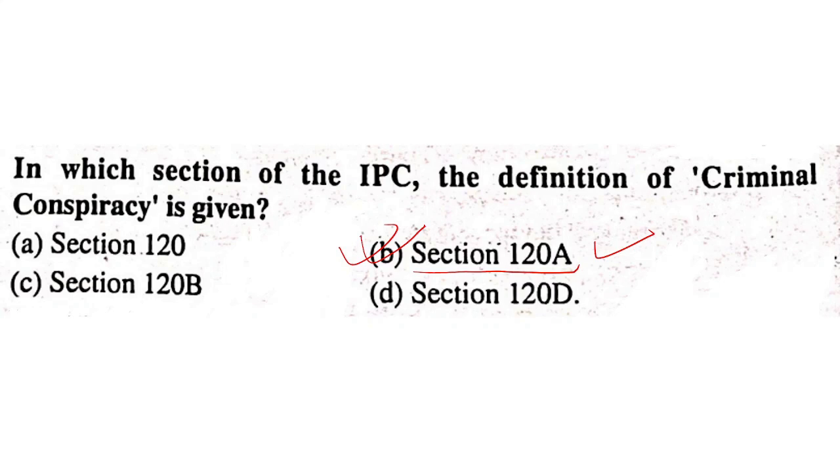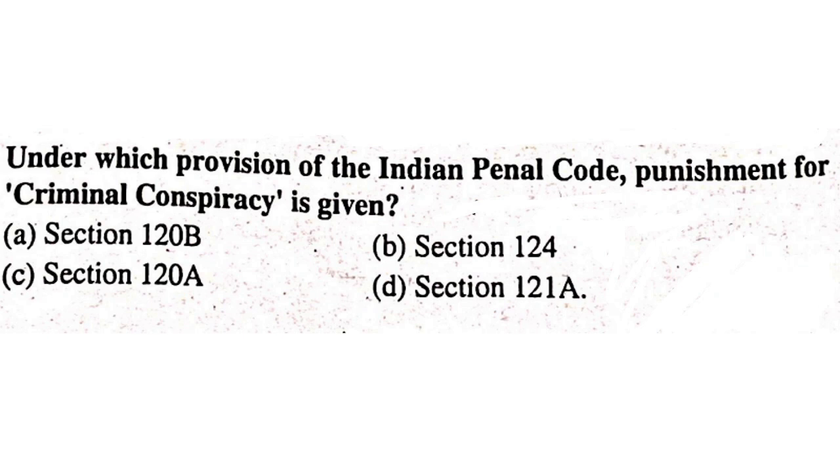Punishment for criminal conspiracy is given under Section 120B, and Section 120D is not available in IPC. Section 120 is concealing design to commit offense punishable with imprisonment. So in IPC the criminal conspiracy is defined in Section 120A and its punishment is given in Section 120B. Under which provision of the Indian Penal Code is punishment for criminal conspiracy given? It is Section 120B.